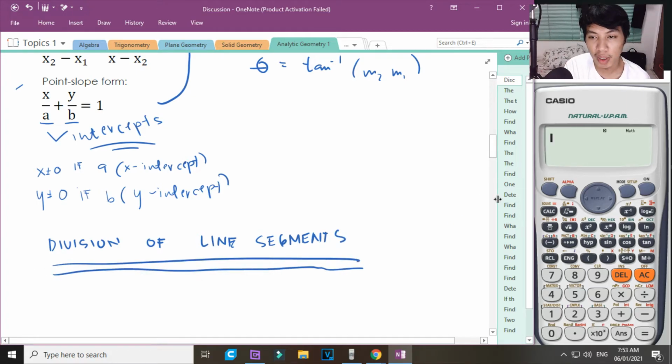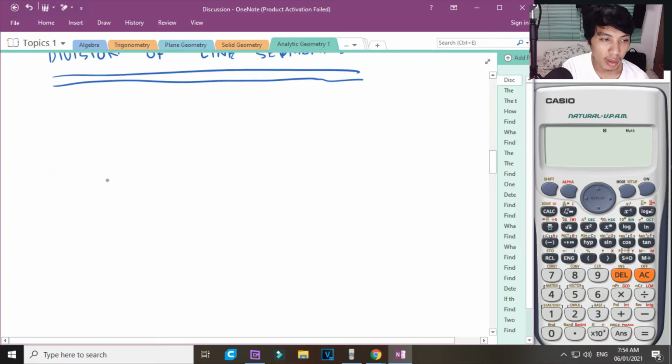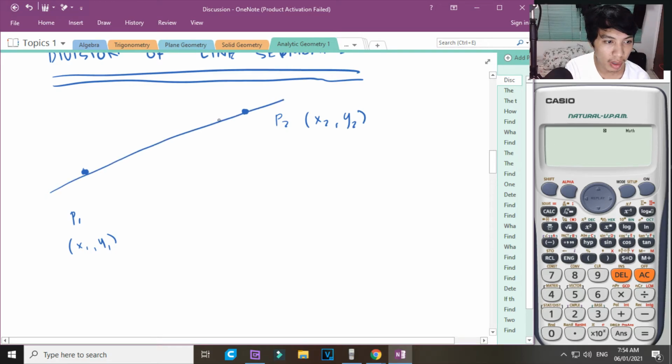Sir, anong ibig sabihin ng division of line segment? You are given 2 points. Tama? 2 points. Now, if this is your point 1 and this is your point 2, syempre may coordinates to na x sub 1, y sub 1. Ito meron tong coordinates na x sub 2 and then y sub 2. Now, line segment ha. I-drawing ko yung linya. Yan. Medyo pantay.